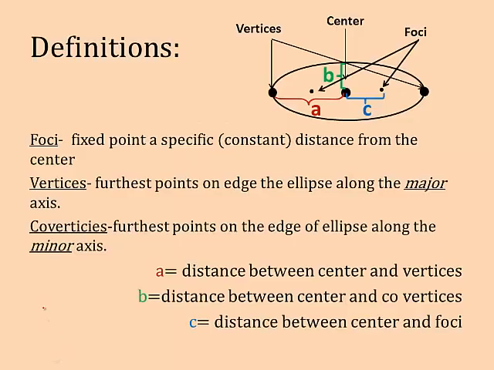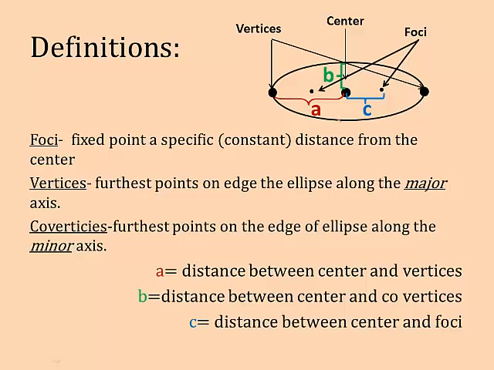Okay, so just to review for a moment, all the things we talked about yesterday: vertices, center, and foci. We said the foci were fixed points at a specific constant distance from the center, and that's the C value of our equations. Vertices are the furthest points on the edge of the ellipse along the major axis, the longer axis of the two. Those are considered your vertices, and they are the same distance from the center, either direction.